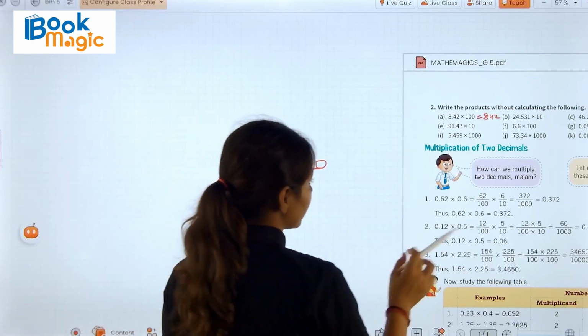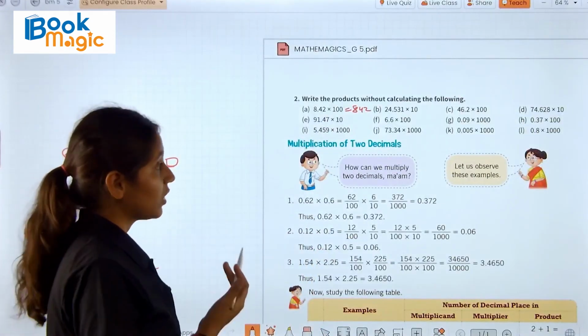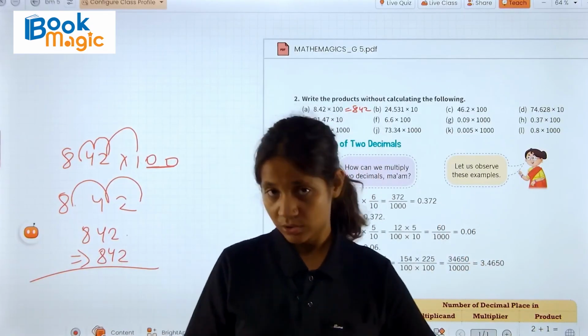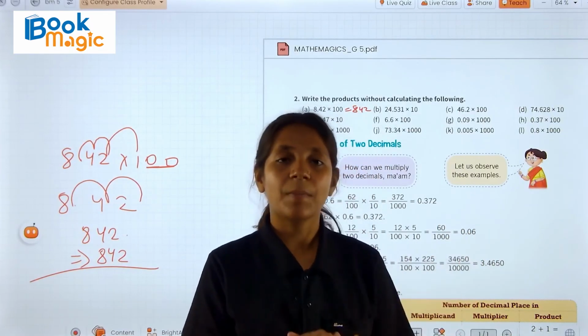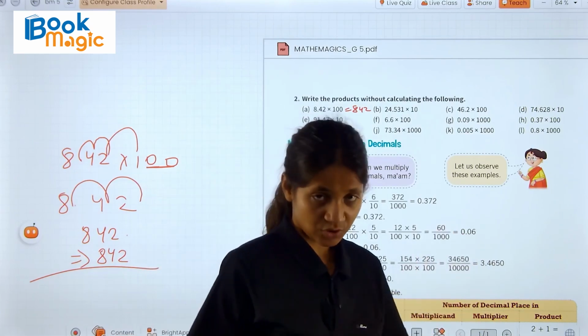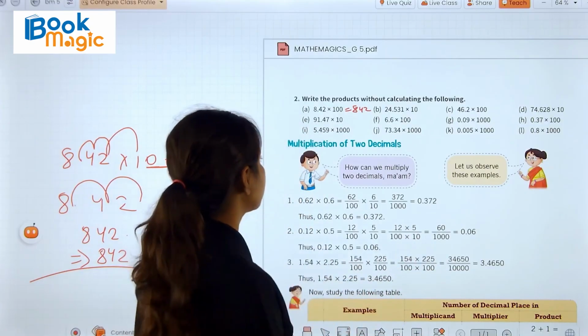Okay. Now we have multiplication of two decimals. Before that, I would like to say that in question number 1 and in question number 2, I have done one question for you. So rest of the part of the question you people have to do by yourself with the help of the explanation I just explained and the lots of examples we did in this.